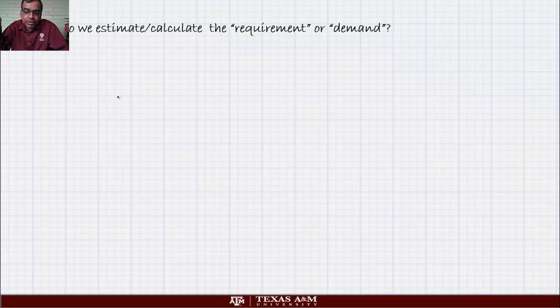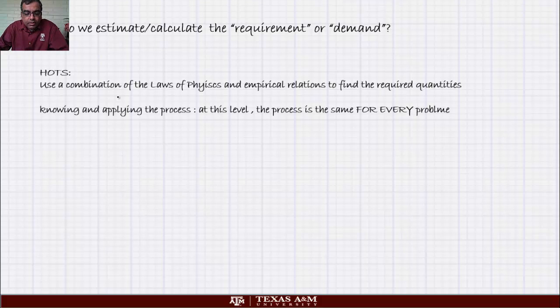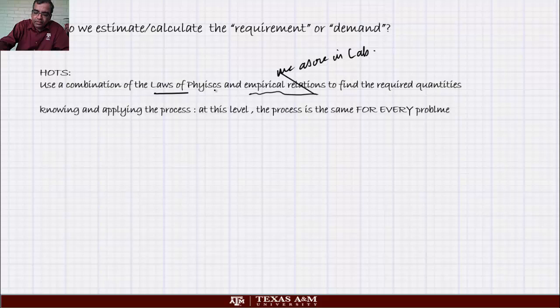So now we come to the question of how do we estimate or calculate requirement or demand or the load. And the idea, you remember HOTS, higher order thinking skill. The higher order thinking skill is the following. We are going to use a combination of the laws of physics and empirical relations. So this is things that we measure in the lab. This is laws of physics. And using those 2 things, we will find the required quantities. Now, a very high level, that's all.